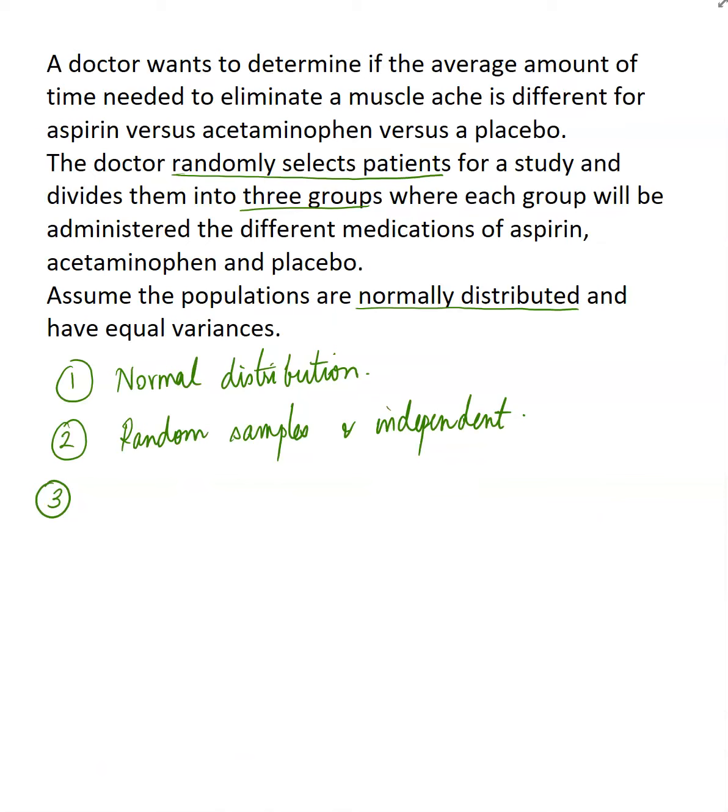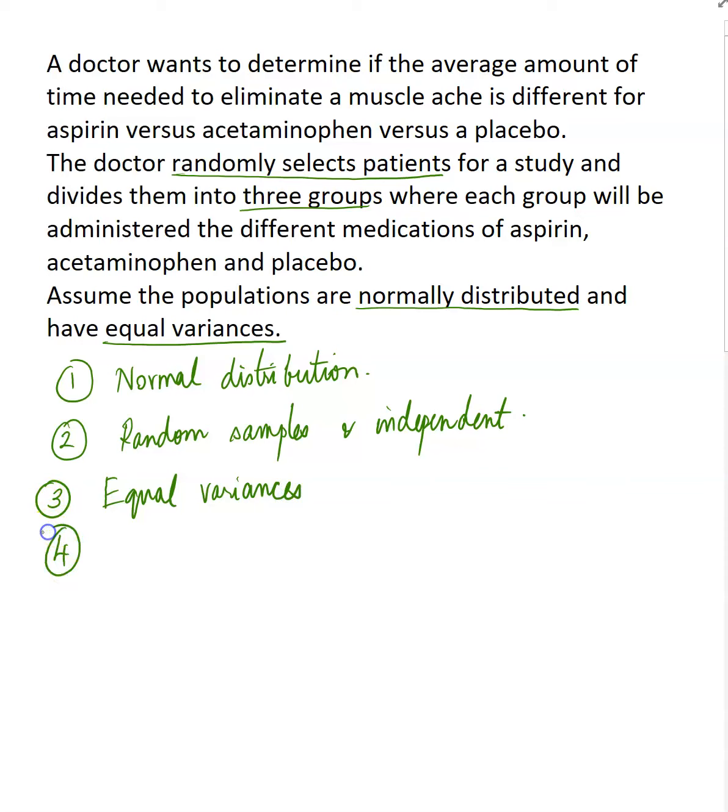And the third condition, the populations are assumed to have equal variances. Yes, equal variances. That information is down here. We are told that these are coming from normally distributed populations and they have equal variances. So the third condition is good.